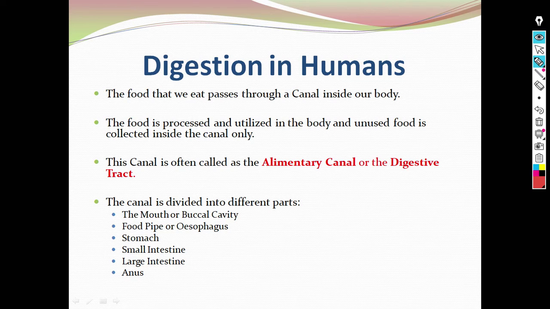In your 7th class, you are going to study digestion in humans basically, then in grass eating animals, then in amoeba. So these are the things which you are going to study here. Now we are starting with humans.